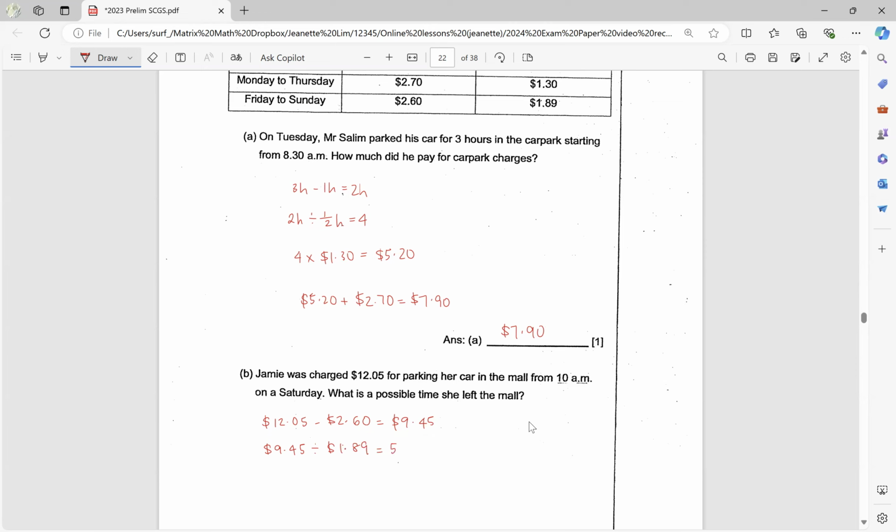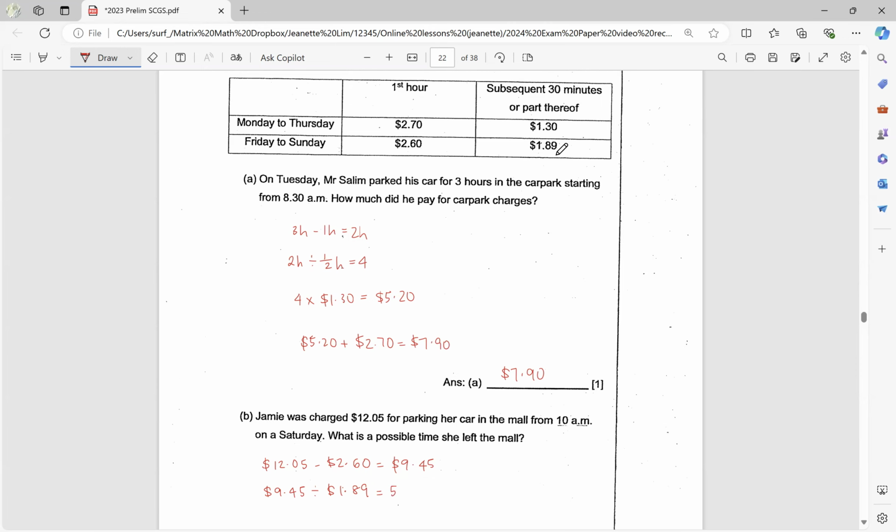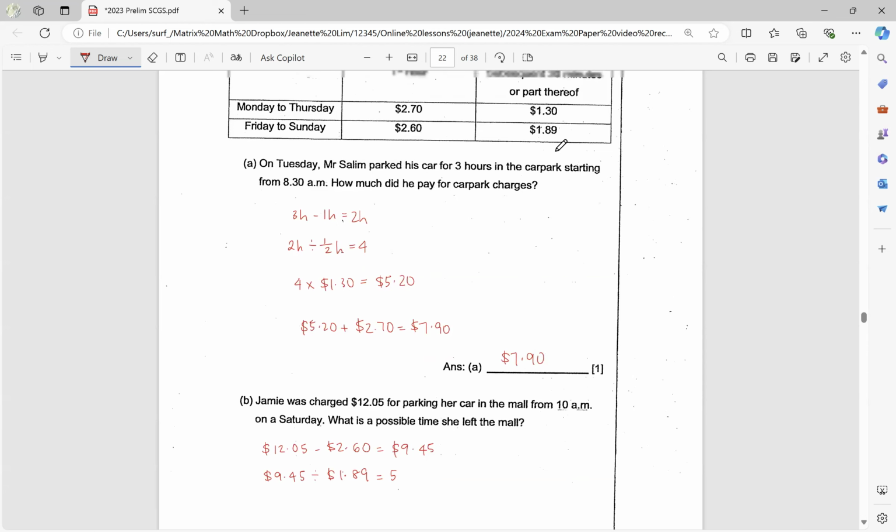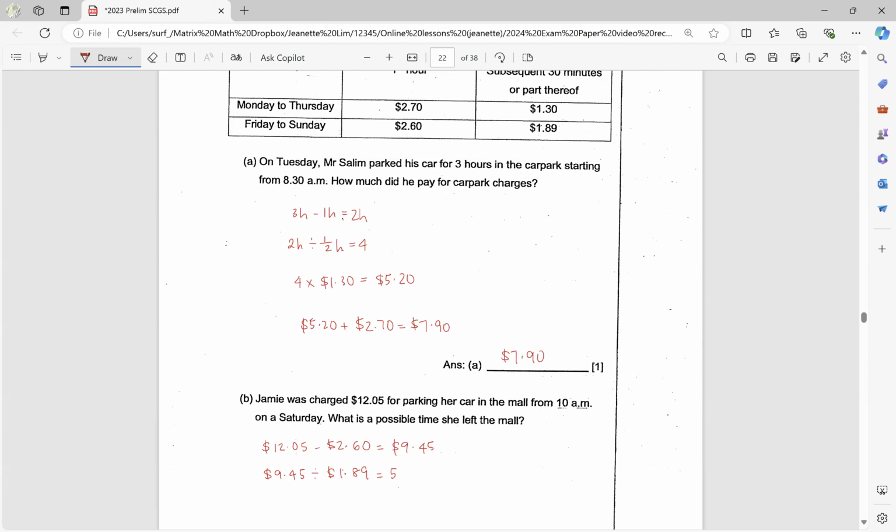To give us 5. So there's actually 5 sets of 30 minutes, at most 5 sets of 30 minutes. It can be like 4 sets of 30 minutes plus a few more minutes, then it's considered as 5 sets, right? So let's see what time did she leave the mall.